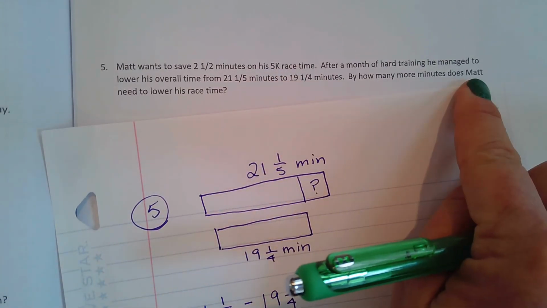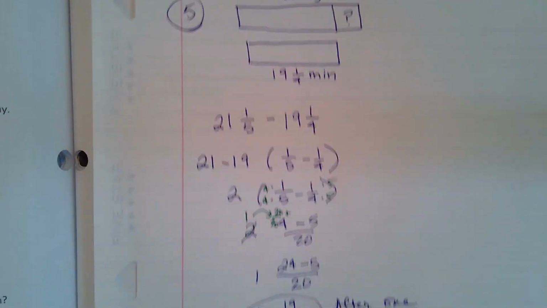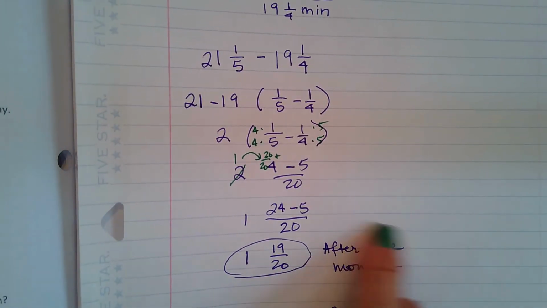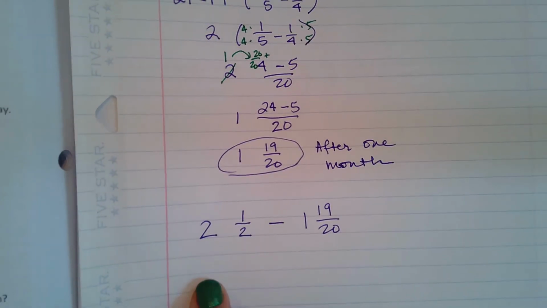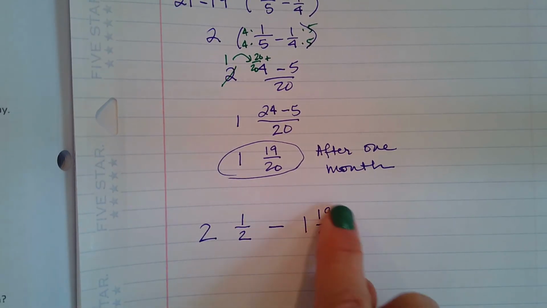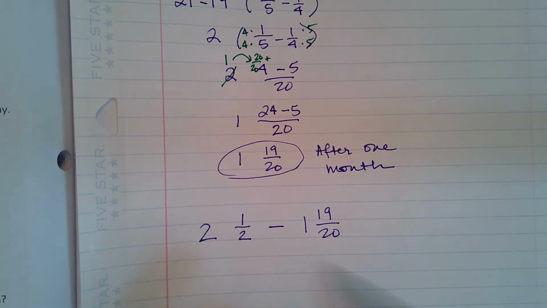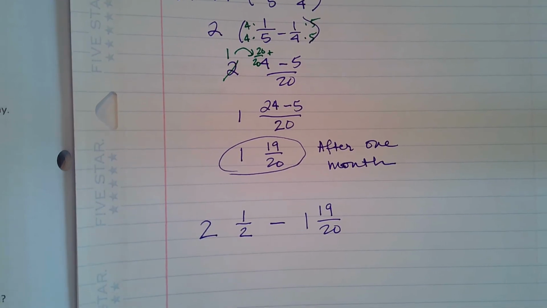So how many more minutes does Matt need to lower his race time? We now need to take what he has saved after 1 month, but he wants to take a total of 2.5 minutes off. So we need to subtract 1 and 19/20 from the total that he wants to save. Let's see what you come up with.